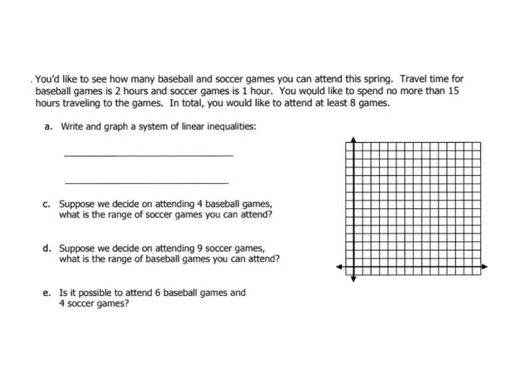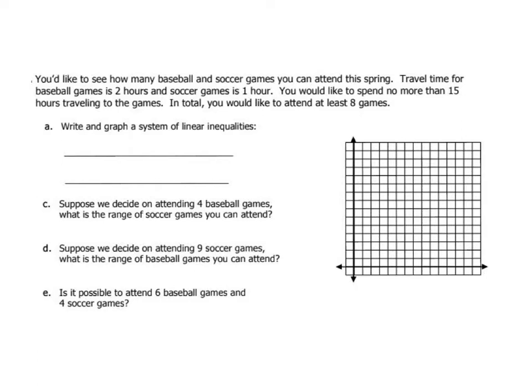All right, let's take a look at this one example here. This says that you would like to see how many baseball and soccer games you can attend this spring. Traveling time for baseball games is 2 hours and soccer games is 1 hour. You would like to spend no more than 15 hours traveling to the games. In total, you would like to attend at least 8 games.